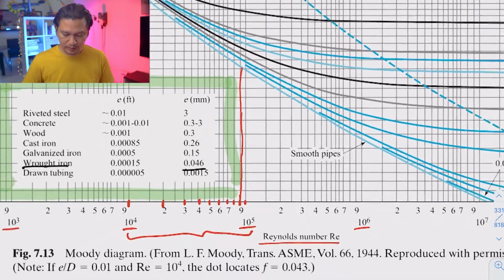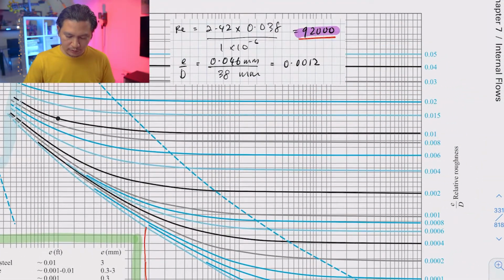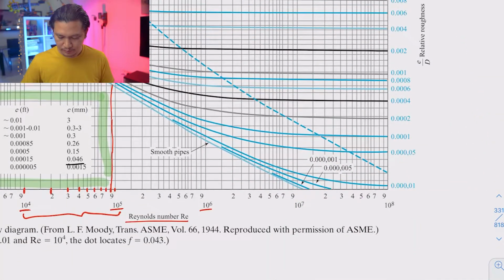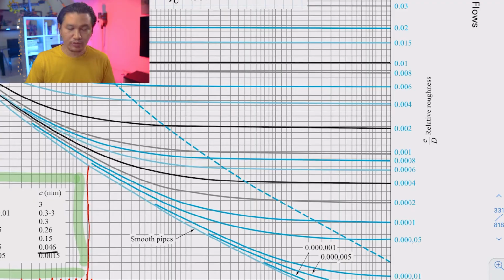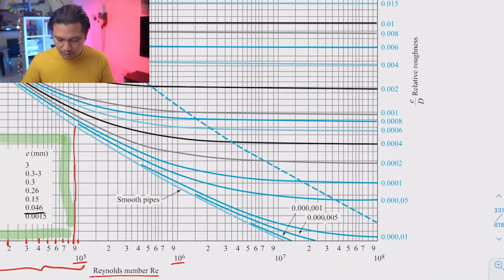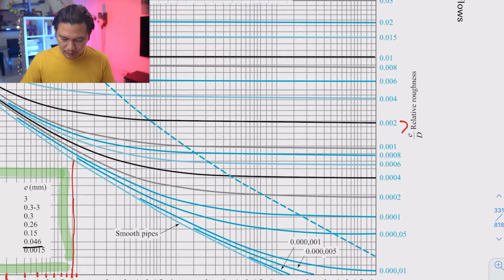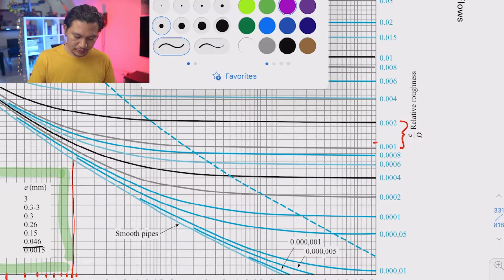Right, but before that, we also need to find our relative roughness. This is 0.0012. Now, this is another mistake that I see students make, which is the number of zeros. So 0.0012 should be in between 0.001 and 0.002. Probably somewhere here. That is 0.0012. But I think the line is close enough to 0.001. So we are going to follow the 0.001 line until we see where it meets with our Reynolds number.